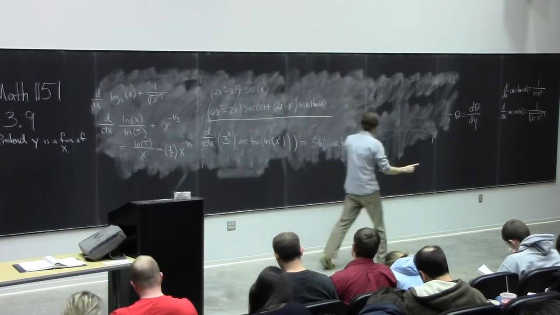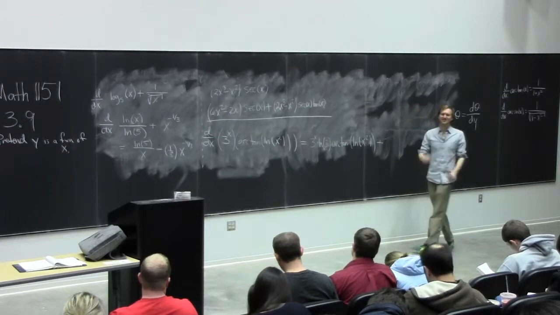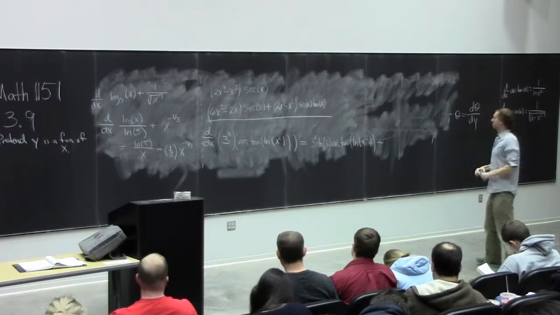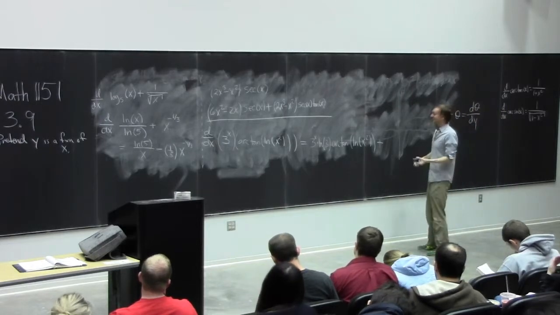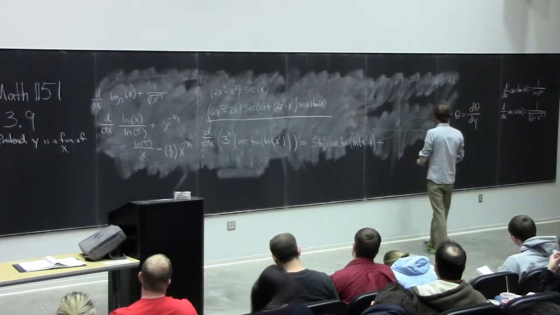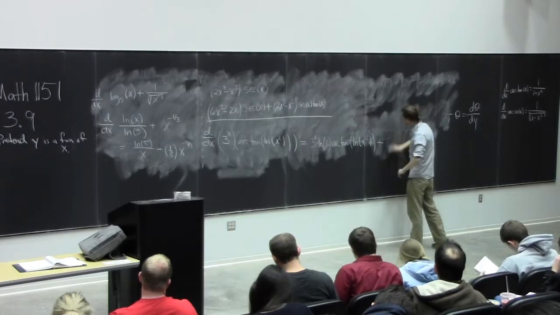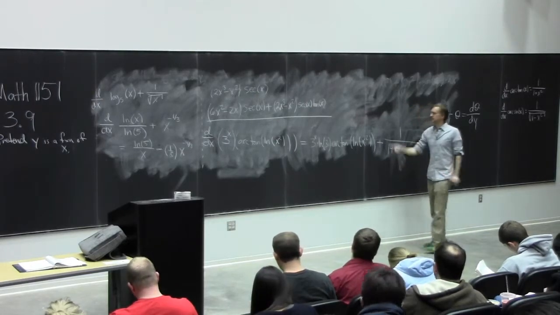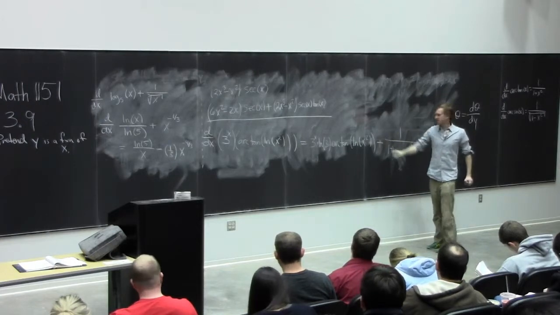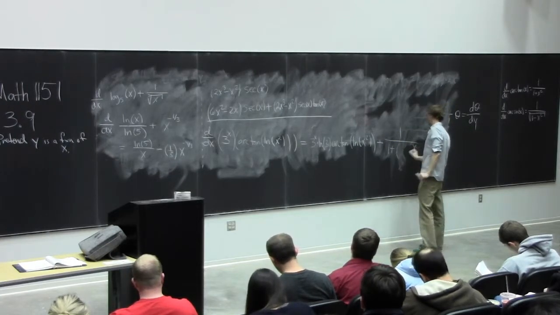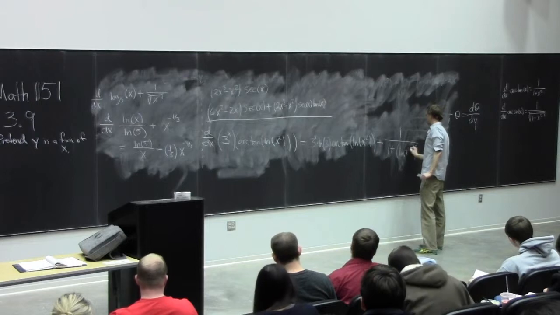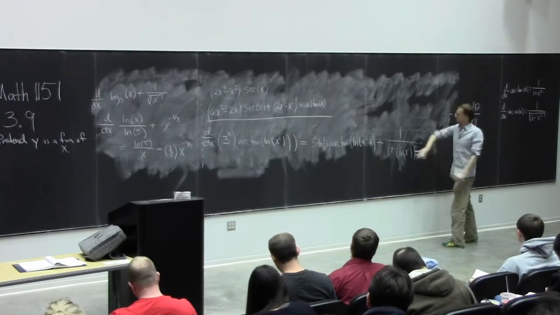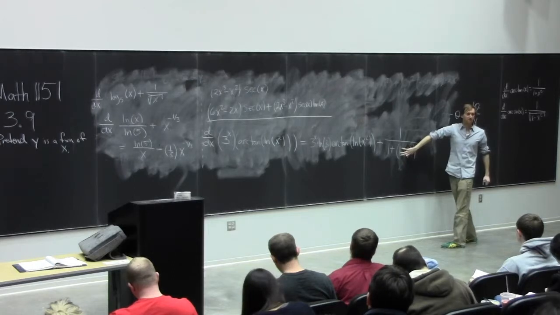Okay, but I'm not done yet. Plus, because I'm doing the product rule, plus, what's this one going to be? Now I have to take the derivative of this stuff. So the derivative of arctan is going to be 1 over 1 plus this stuff squared, natural log of x squared, times the derivative of natural log of x squared.